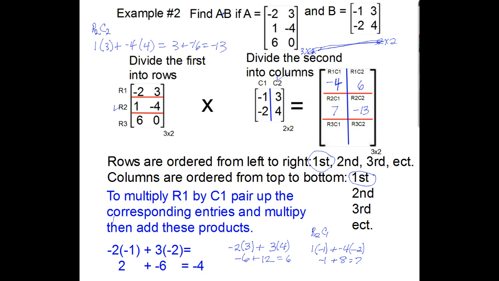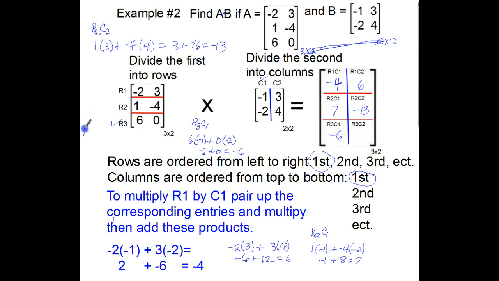All right, next part of the answer. We're going to do this one. So that's row 3. Let's put that right here. Row 3, column 1. So we take this row times this column. We'll do it underneath here. First in the row, 6, times first in the column, negative 1, plus second in the row, 0, times second in the column, negative 2. We get negative 6 plus 0 equals negative 6 goes here.